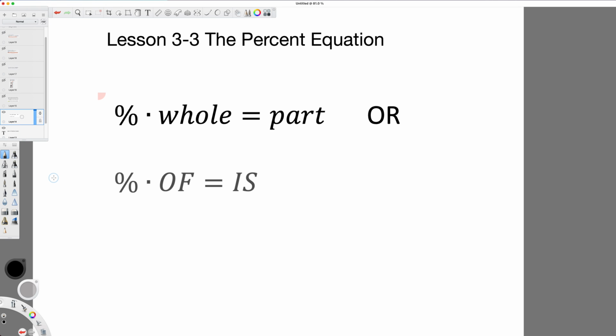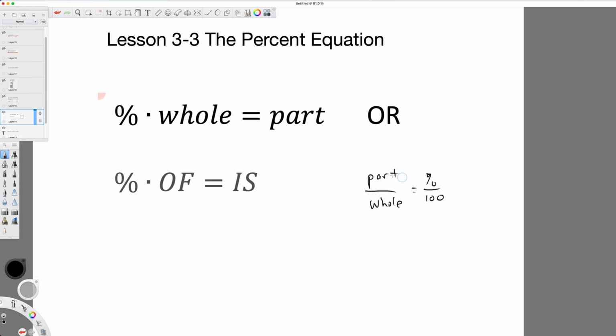Okay, this is lesson 3.3, the percent equation. The previous lesson we used the percent proportion. This is just a slight variation of that some of you may like. In the grand scheme of things, I would like for you to use the way that you are most comfortable doing. So if you think about the percent proportion that we had before, it was part over whole equals percent over 100. And this is a rearranging of that.